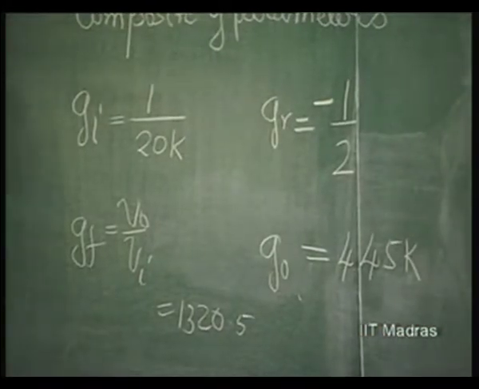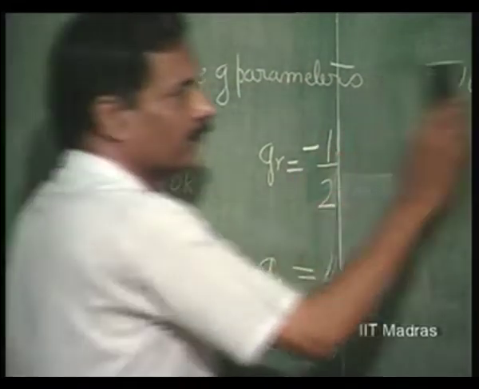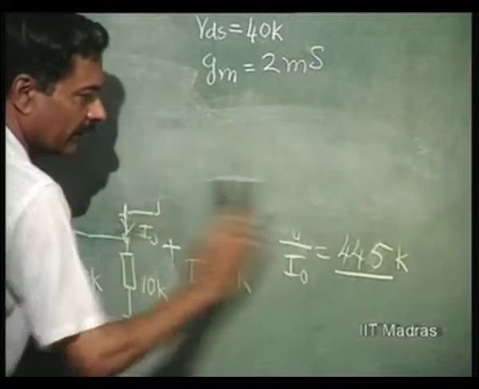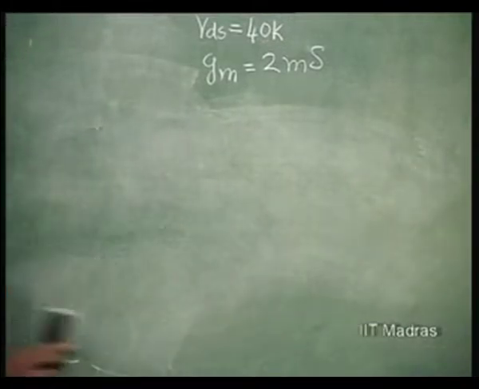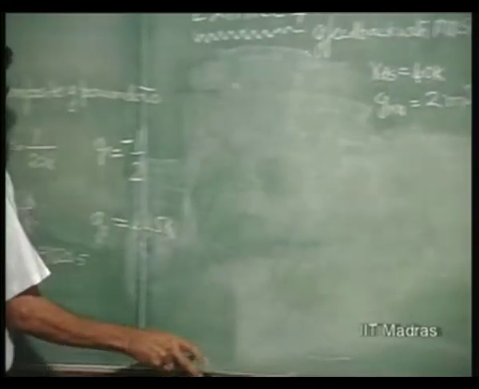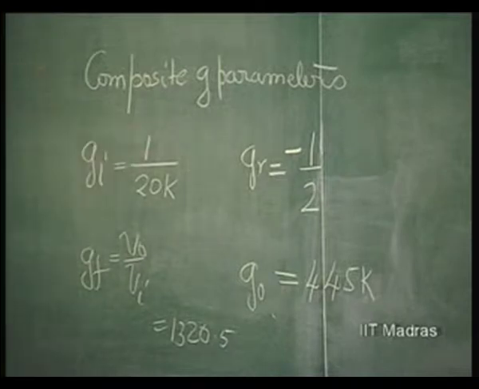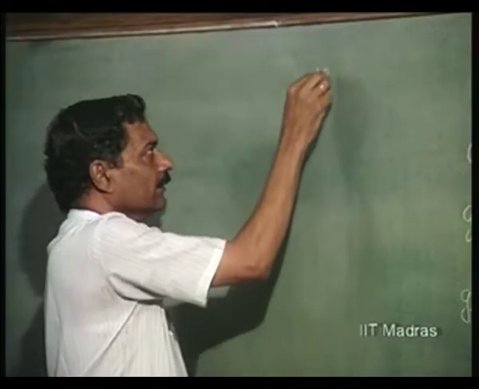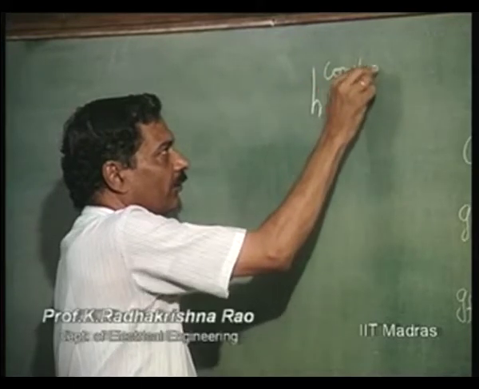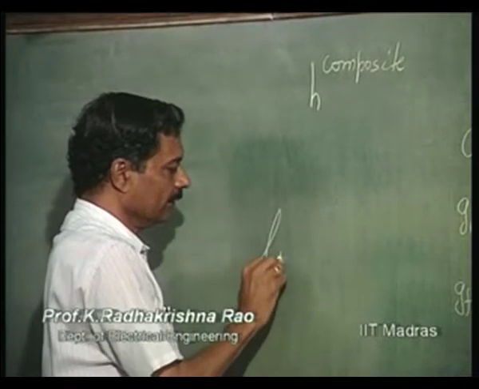So, now we have evaluated the composite G parameters completely. So, we have to now convert it into composite H parameters in order to find out what is the effect of negative feedback, that is G feedback. So, composite H is what we have to convert. Before that, let us find out the loop gain.